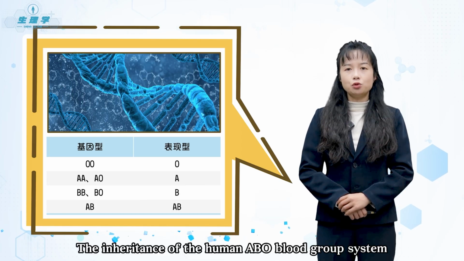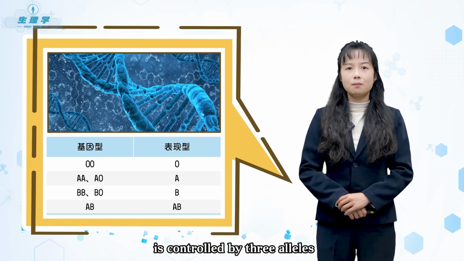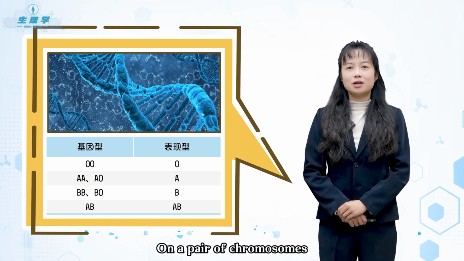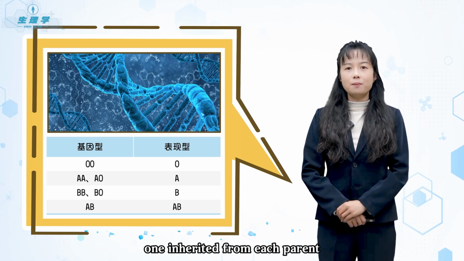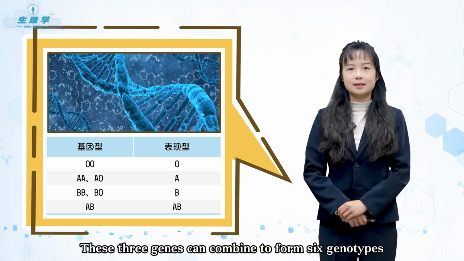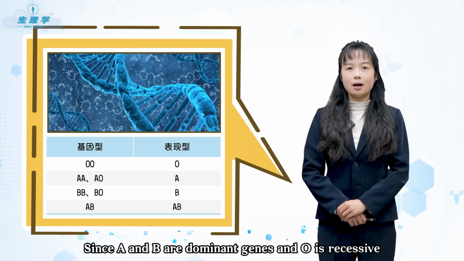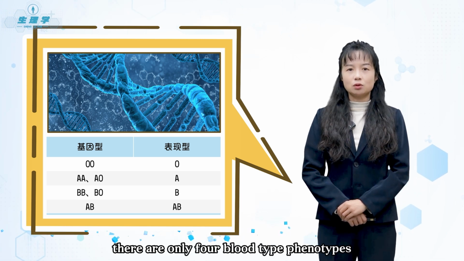The inheritance of the human ABO blood group system is controlled by 3 alleles, A, B, and O, located on chromosome 9. On a pair of chromosomes, only 2 of these 3 genes can be present, 1 inherited from each parent. These 3 genes can combine to form 6 genotypes. Since A and B are dominant genes and O is recessive, there are only 4 blood type phenotypes.